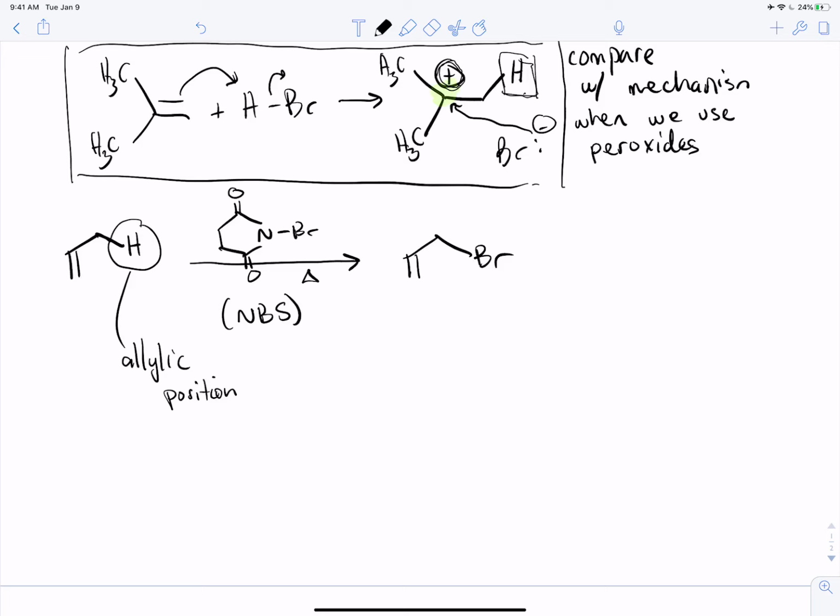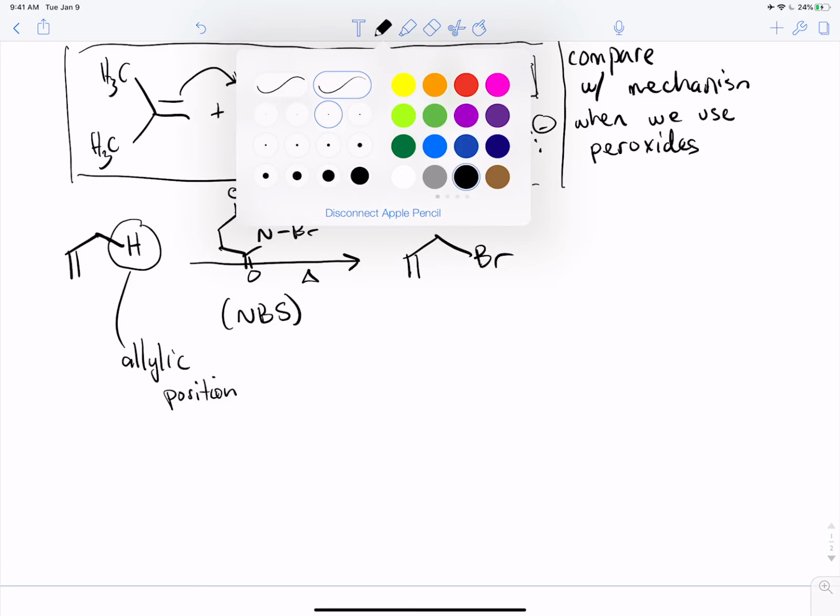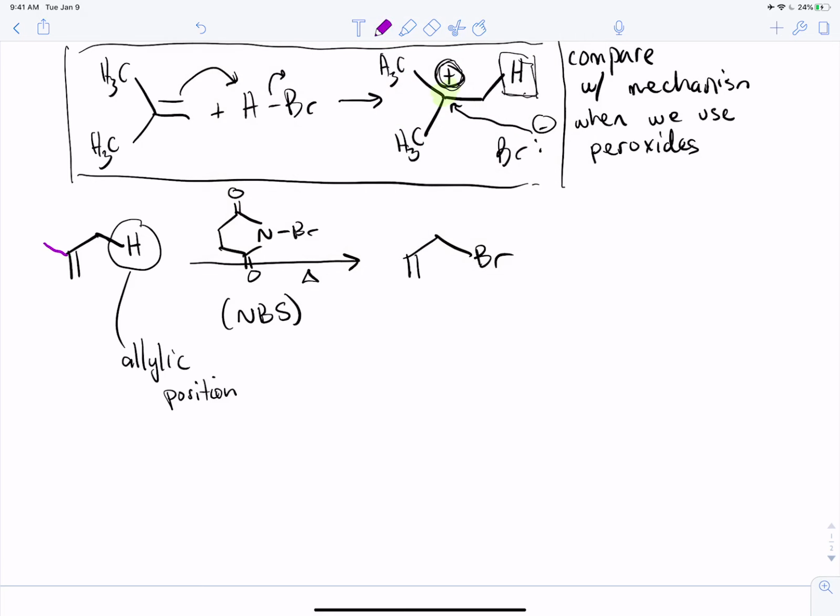So remember that we also have hydrogens. I'm going to change color for the pen here. We have this hydrogen here. This is the vinylic position. The allylic positions are hydrogens that are attached to the carbon that's attached to the double bond. I know that's kind of hard to imagine because it's attached to the attached to the attached to the.